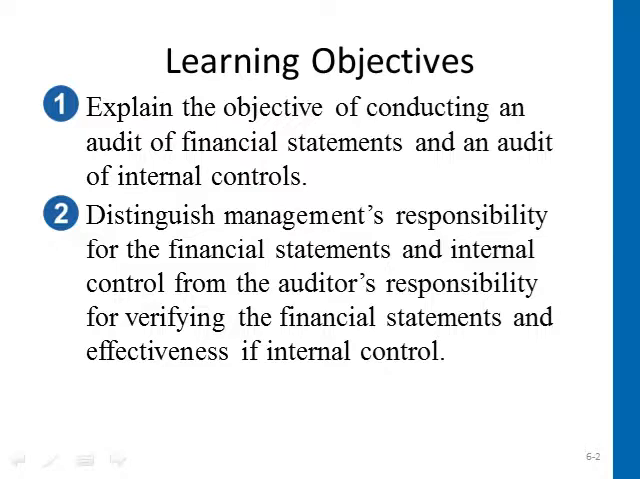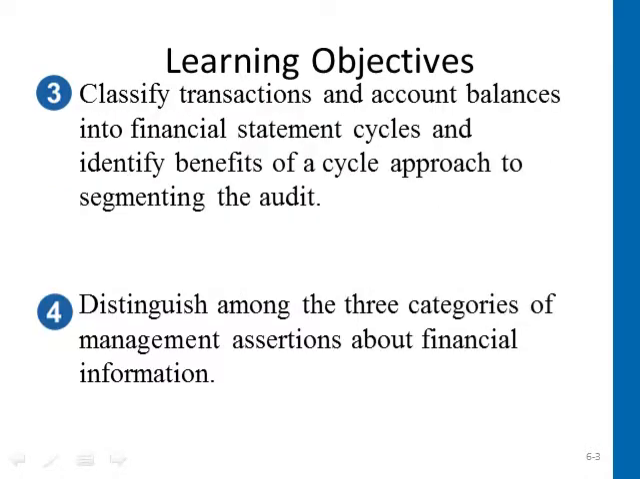We want to distinguish management's responsibility for the financial statements and internal controls from the auditor's responsibility for verifying the financial statements and effectiveness of internal controls. We also want to talk about classifying transactions and account balances into financial statement cycles and identify the benefits of this cycle approach to segmenting the audit. And then lastly, we're going to distinguish between the different categories of management assertions about the financial information that's presented in the financial statements.